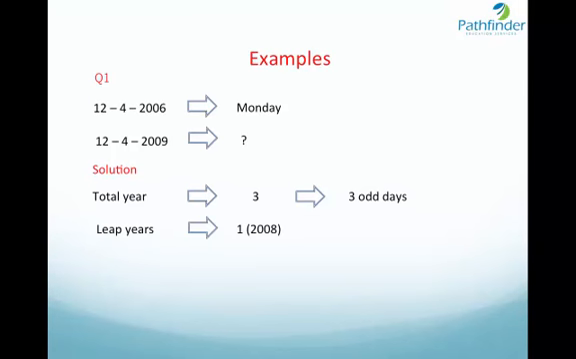But there is one year which is a leap year. So 2008 is a leap year, and in this year there must have been one extra day, because in a leap year there are 2 odd days, and we've counted 1 odd day in these 3 odd days. So we've got to count one more extra odd day. So the total number of odd days are 4. So we count 4 days after Monday, that is Tuesday, Wednesday, Thursday, and Friday. So 4 days after Monday is a Friday. Therefore, 12/4/2009 must have been a Friday.